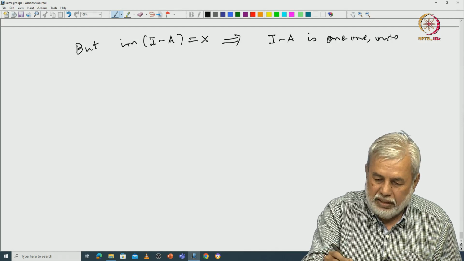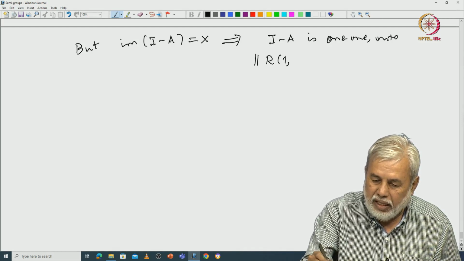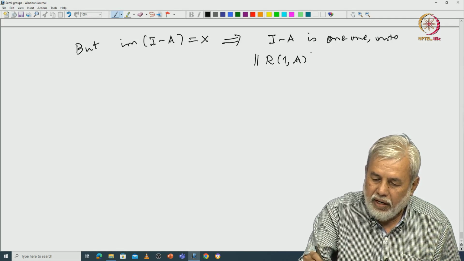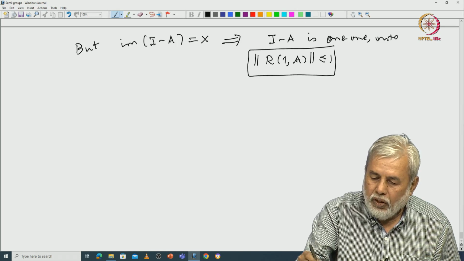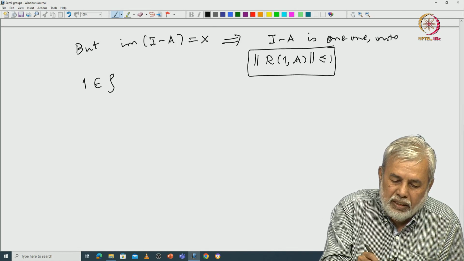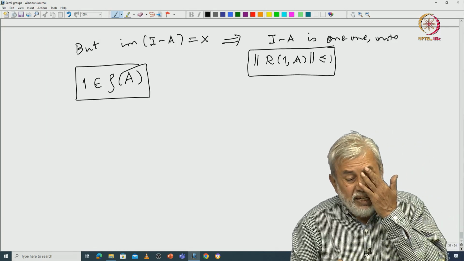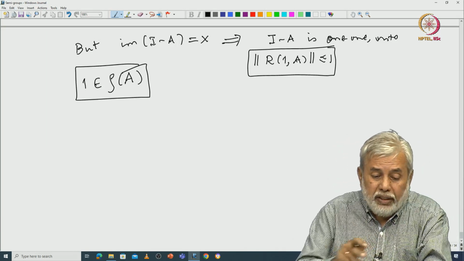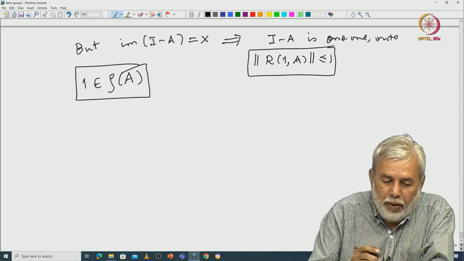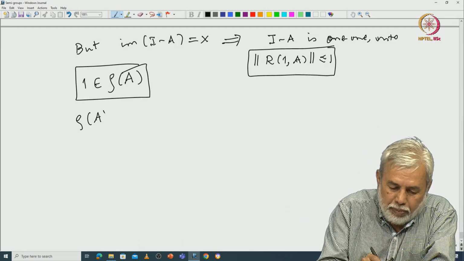And the inverse, the resolvent R(1, A), is less than or equal to 1. That means 1 belongs to the resolvent set of A. So, all this exercise we did is to conclude that 1 belongs to rho(A), but rho(A) is open.